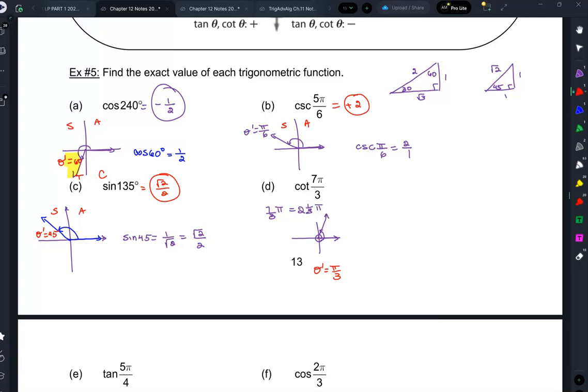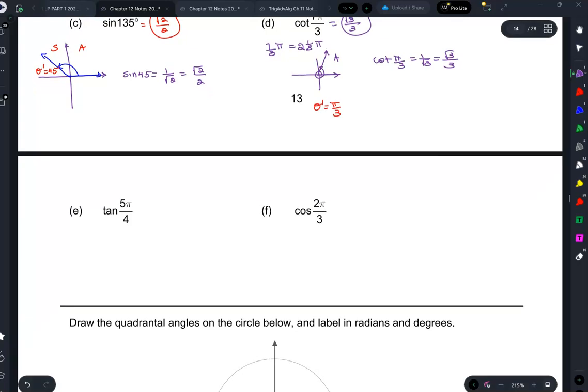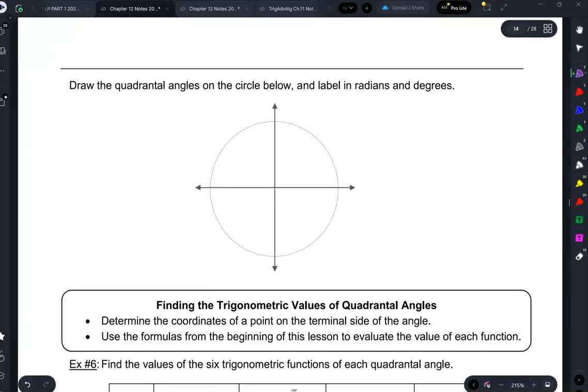And so if I go on my triangle, the cotangent of 60 degrees is adjacent, let me write pi over 3, adjacent over opposite, 1 over root 3, which is root 3 over 3. In this quadrant, remember we said all are positive, so this will just be positive root 3 over 3. Okay, I'm going to actually skip over these and we're going to go to the quadrantal angles.